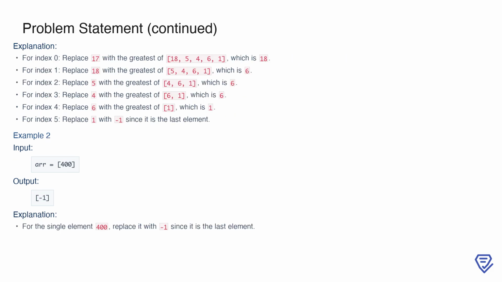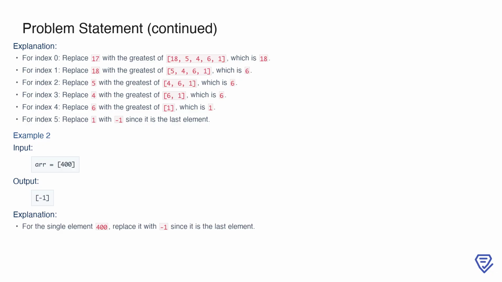Let's consider the explanation for the first example. At index 0, the value 17 is replaced by the greatest value in the subarray 18, 5, 4, 6, 1. The maximum here is 18. At index 1, the value 18 is replaced by the greatest of 5, 4, 6, 1, which is 6. For index 2, the value 5 is replaced by the greatest of 4, 6, 1, again yielding 6. At index 3, the value 4 is replaced by the greatest of 6, 1, which is 6. At index 4, the value 6 is replaced by the greatest value of 1, giving 1. Finally, the last element 1 at index 5 is replaced with -1.